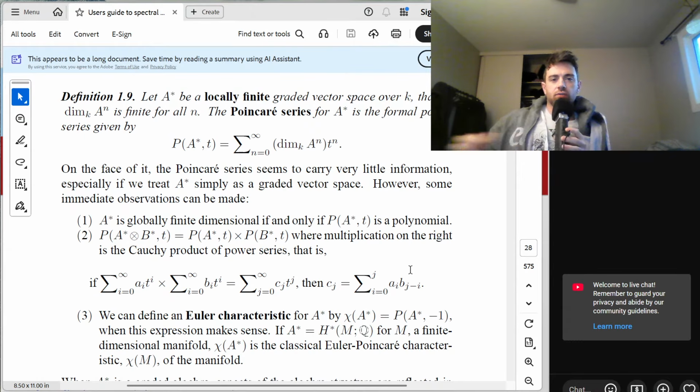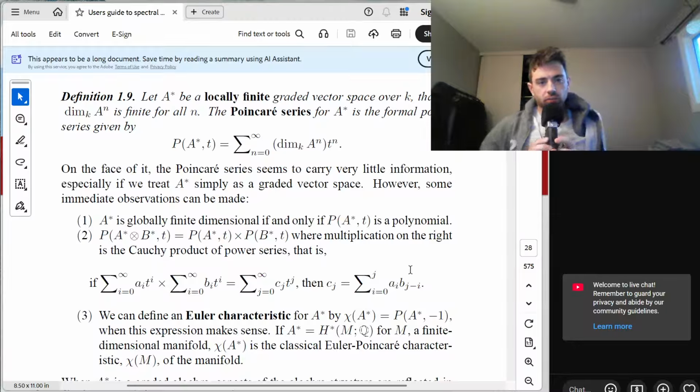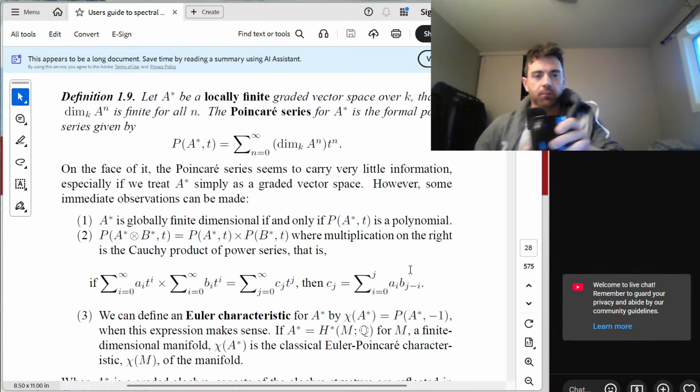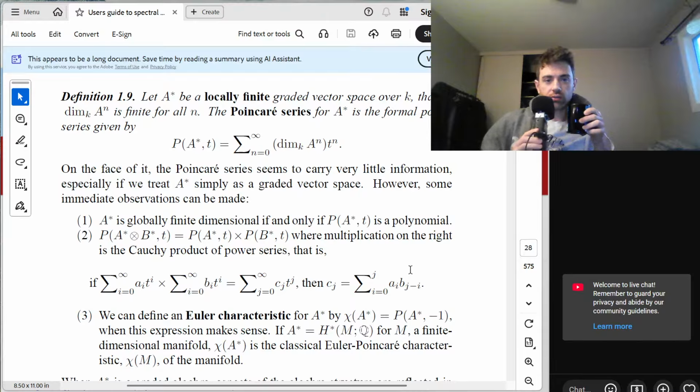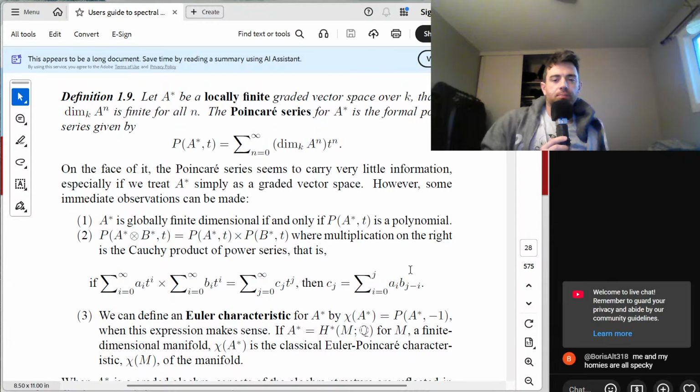1.9. Locally finite graded vector space, so each piece is finite dimensional. Then the Poincare series is just the polynomial of the dimensions. On the face of it, it seems to carry very little information. But what is true? If A is globally finite dimensional, the series is globally finite dimensional. You and your homies are all specky. Well, you're about to get sequenced as well.